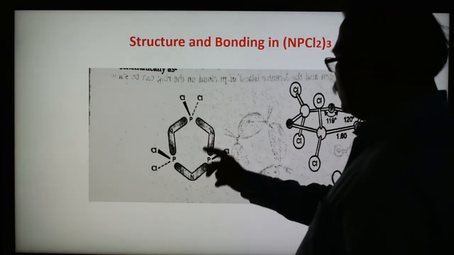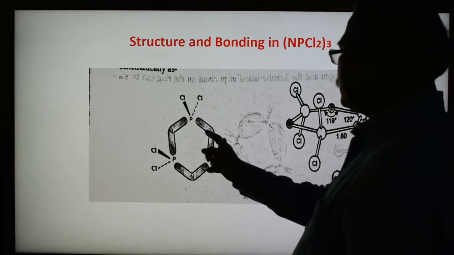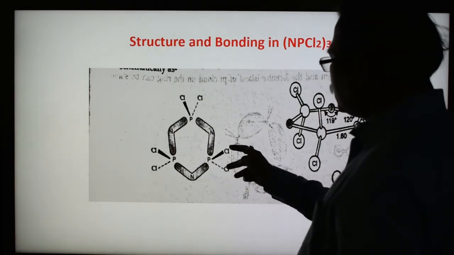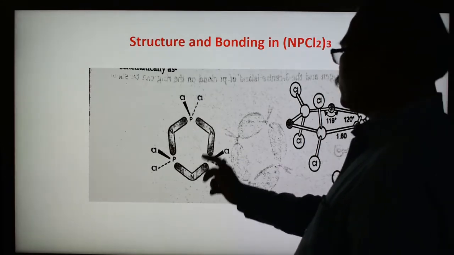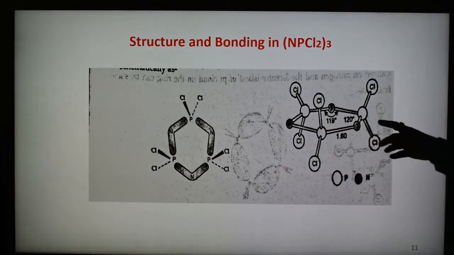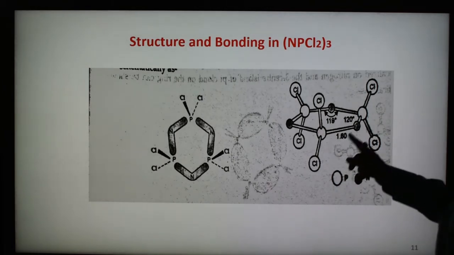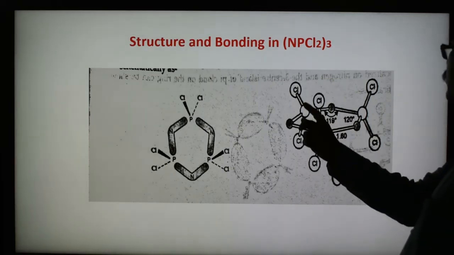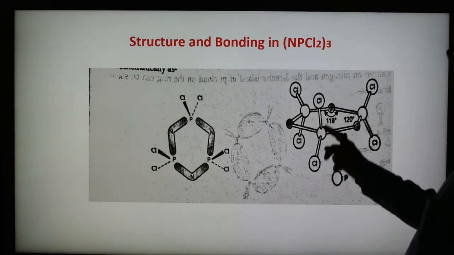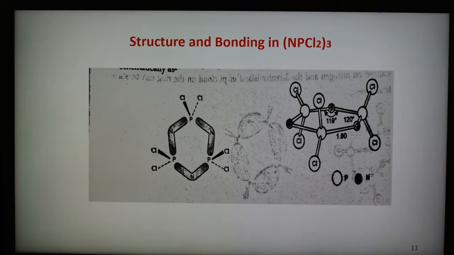So here this is nitrogen, phosphorus, phosphorus, with 2 Cl attached to each phosphorus. In this way, this is the electron cloud, showing the structure. This is phosphorus and this one is nitrogen, and they form the ring. Each phosphorus has 2 Cl. So this is the structure of the trimeric polyphosphazene.